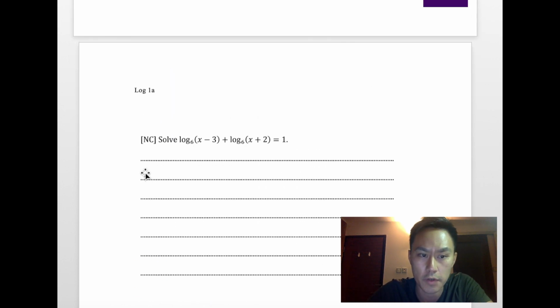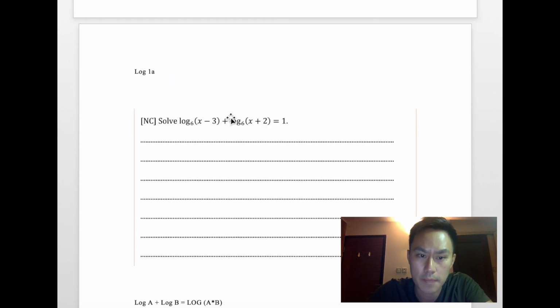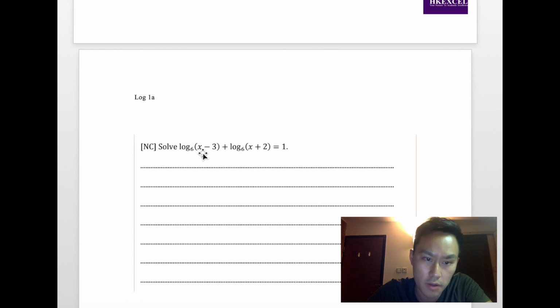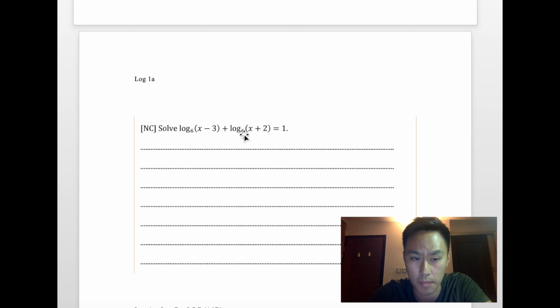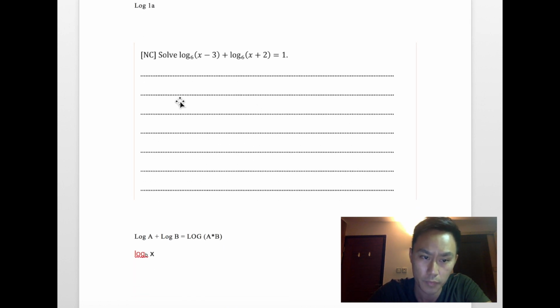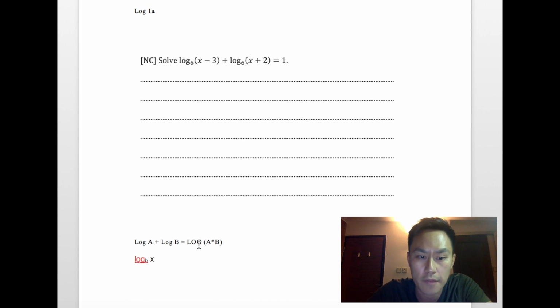So let's start the first question. This is a typical log question. Solve log(6x minus 3) plus log(6x plus 2) equals 1. So solve the unknowns, that means you need to find the x value. Very simple, because whenever you see log a plus log b, you can just apply the simple rule: log a plus log b equals log of a times b. We have these two terms right here, so obviously you can group these two together.